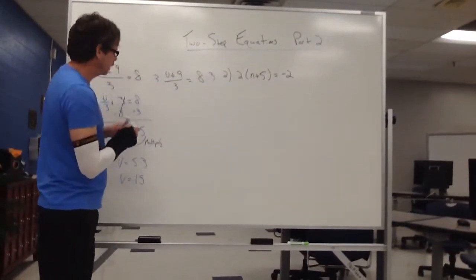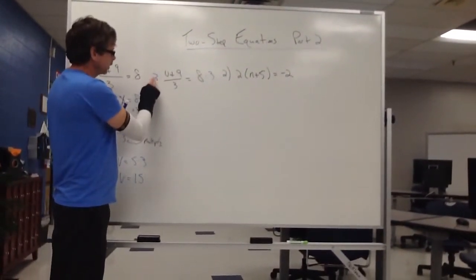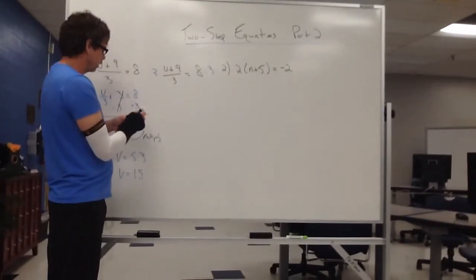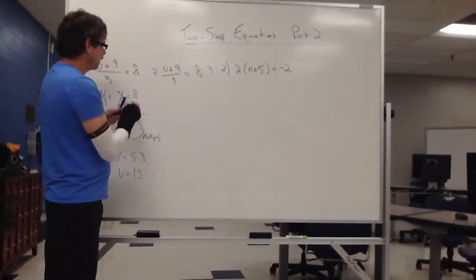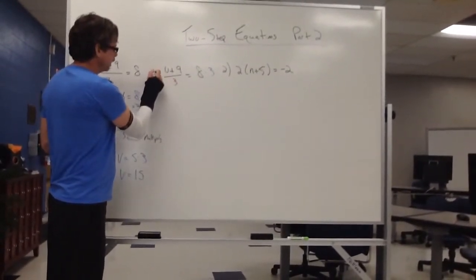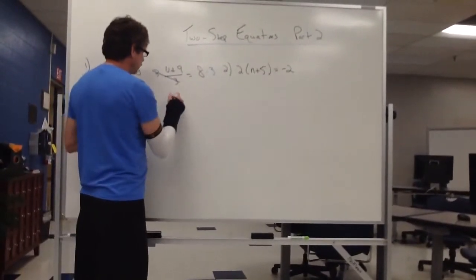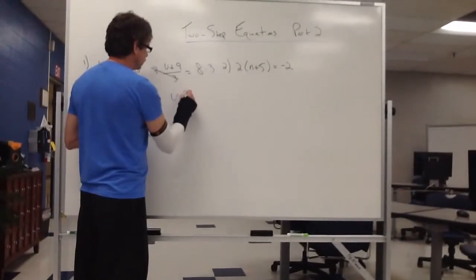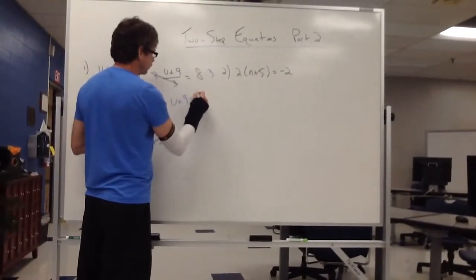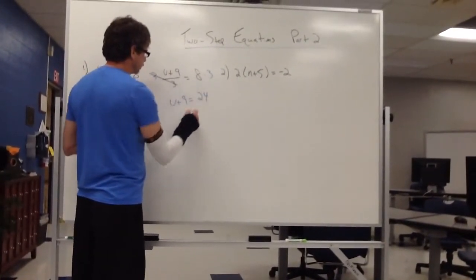On this side, again, the reason we multiply by the 3 is because a 3 and a 3, top and bottom like that, they will divide out because 3 does go in 3 one time and just divides out of the problem. So that now leaves me v plus 9 is equal to 8 times 3, which would be 24.